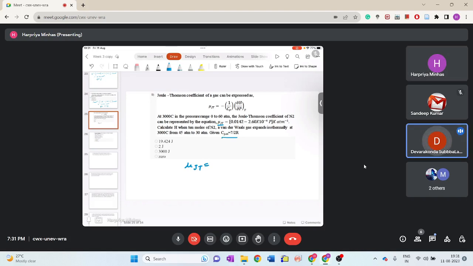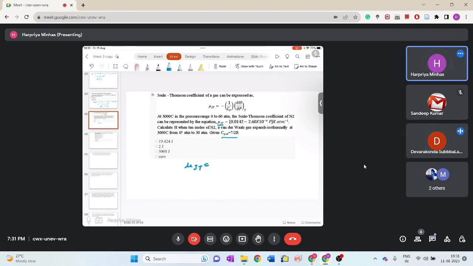Madam, the answer is 19.424 joules, madam. Okay. Can you please explain how you got it? Yes, madam. First of all, we have that mu JT is equal to dou T by dou P at constant H. Then we have to calculate the dT, because dT is equal to mu JT into dP. And mu JT value you have given as 0.0142 minus 2.64 into P. So you have given the ranges, the initial pressure from 45 to 30 atmospheres, you have to integrate that first. So if you integrate it, you'll get the delta T.